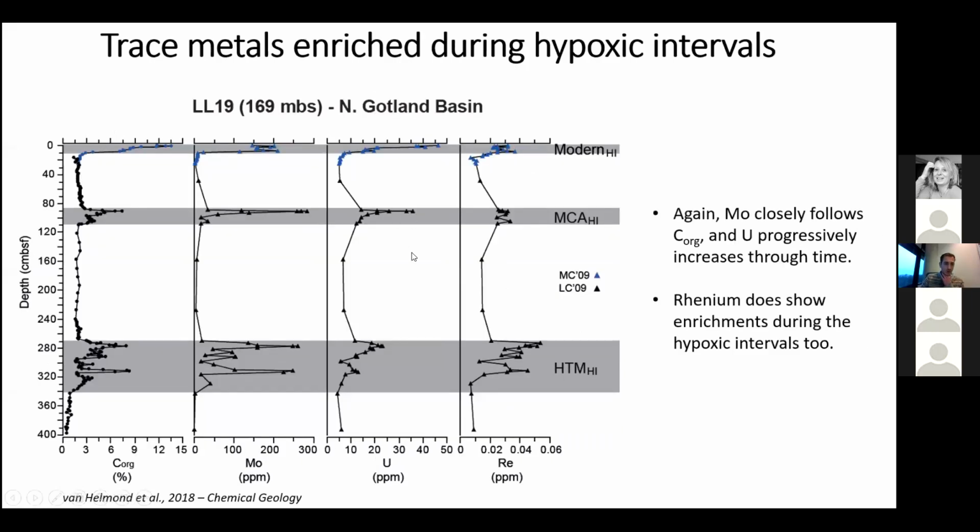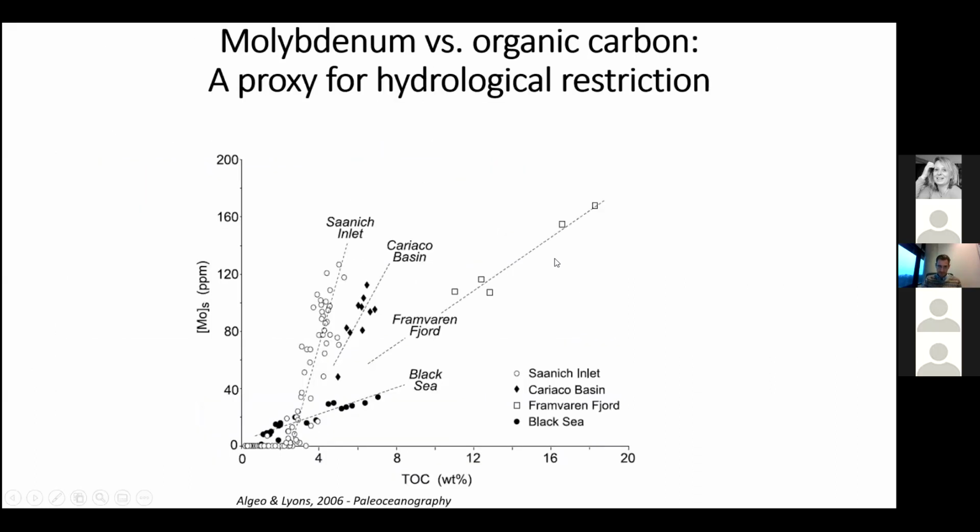For the second core, we again see a nice organic carbon enrichment, also matched by these molybdenum enrichments. And again, uranium is increasingly enriched. So it seems that this is really pointing towards more anoxic conditions towards the modern hypoxic interval. And really interesting to note here, rhenium is also enriched during all three intervals. So that's the difference with the other basin.